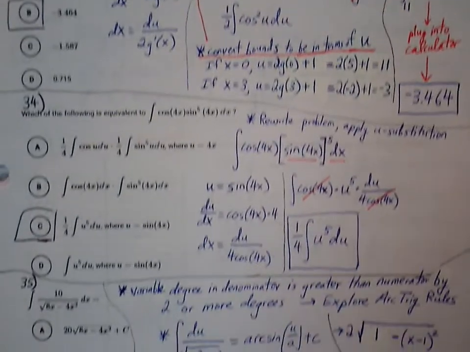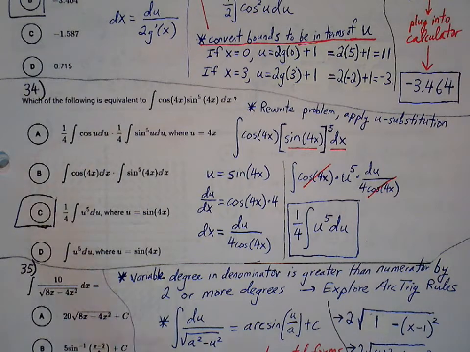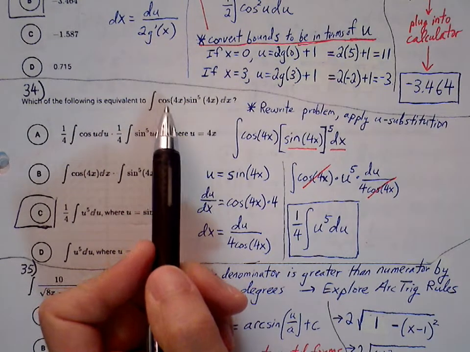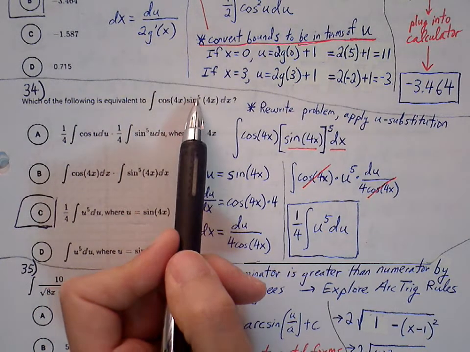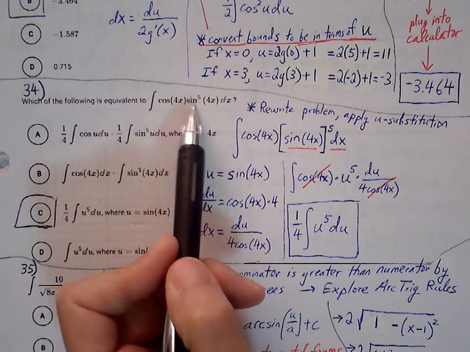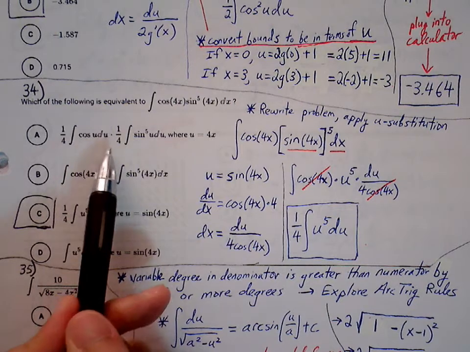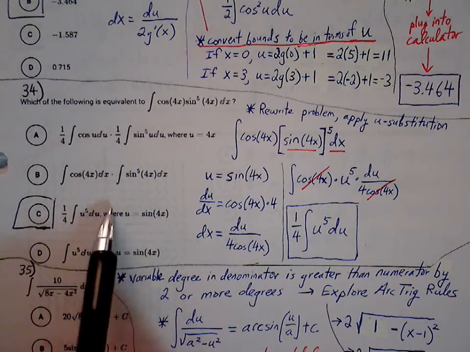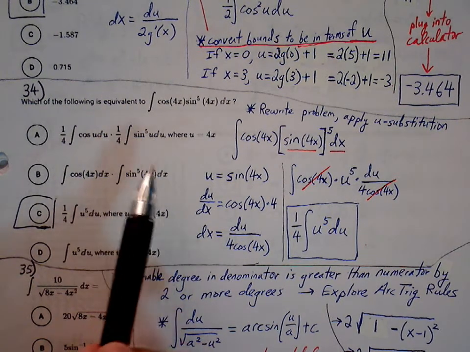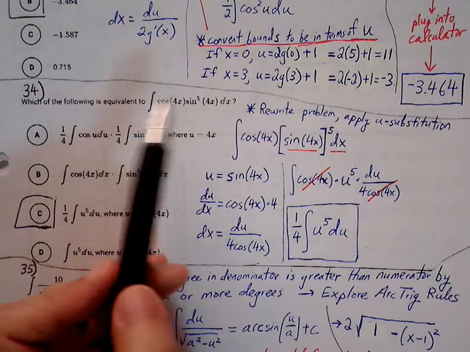All right, 34. Which of the following is equivalent to the indefinite integral of cosine 4x sine to the 5th power of 4x? So I'm going to rewrite the problem because I'm thinking this is going to be a u substitution. Also, we see some hints here, right? We see some u's, which potentially indicates that there could be a u substitution going on.